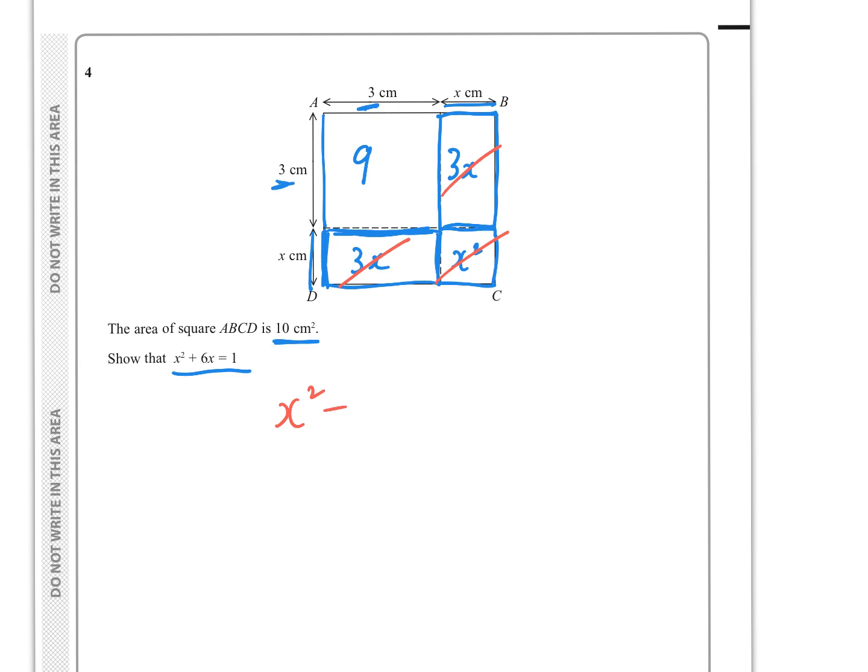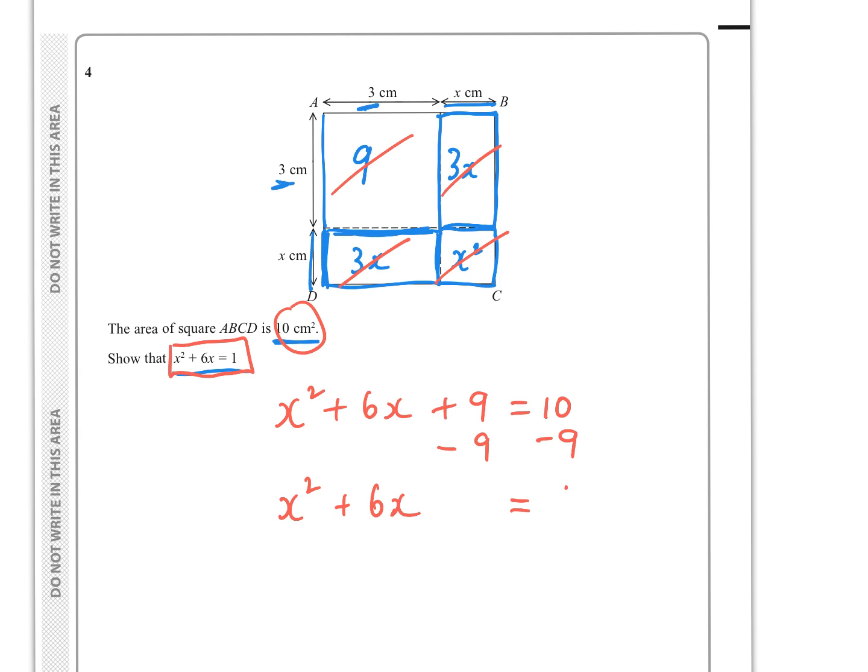plus 3x and 3x, which is 6x, plus 9. And we're told that's equal to 10. So I think we're well on the way to showing this now, because all we have to do is take away 9 from both sides, and we would have x squared plus 6x equals 1, which is the required result.